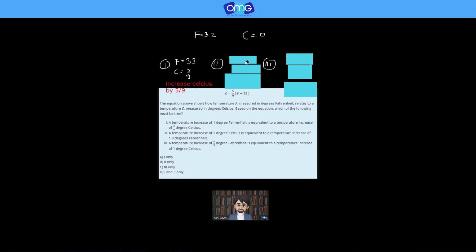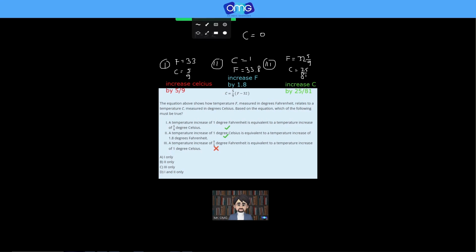While for II, with a 1 degree Celsius increase, C becomes 1. So F becomes 33.8. So the increase in Fahrenheit is 1.8. So this is true. While for III, Fahrenheit increased by 5 over 9, so 32 and 5 over 9. So C, if you count, there will be 25 out of 81. That will increase C by 25 out of 81. So this is wrong. So the answer will be I and II only, which is D. That's the answer.